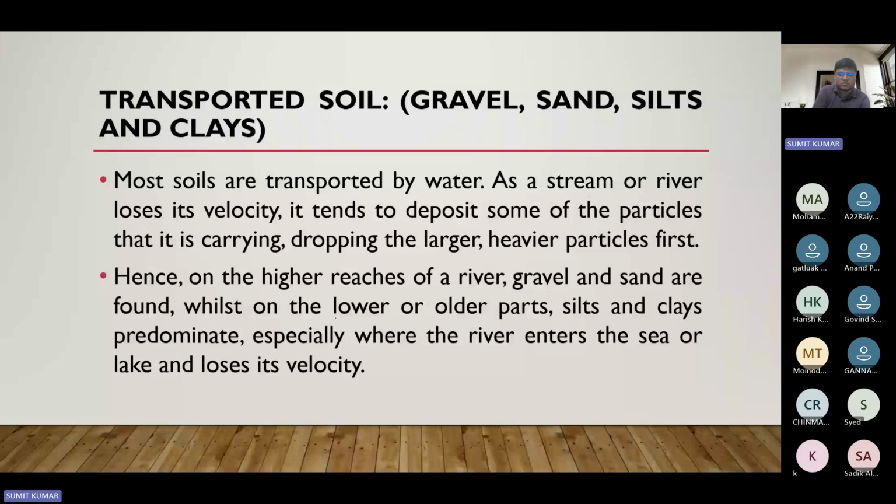I will come to the point only. So as the stream or the river loses its velocity, it tends to deposit some of the particles that it's carrying, dropping the larger or the heavier particles first. But as I have said, during the flooding process, that is not the case.